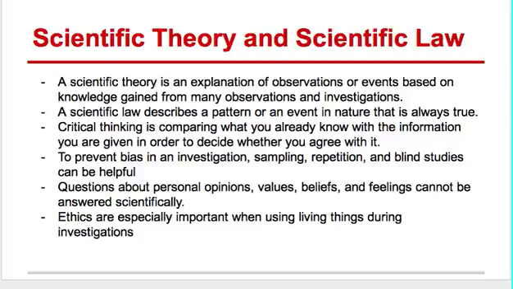Scientific theory and scientific law. These two things are very different. A scientific theory is an explanation of observations or events based on knowledge gained from many observations and investigations. A scientific law describes a pattern or event in nature that is always true.